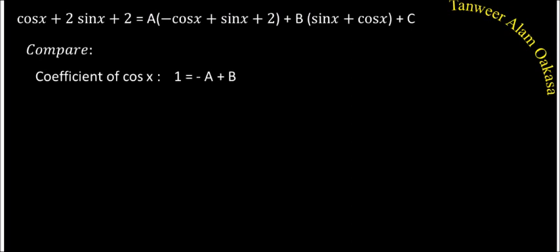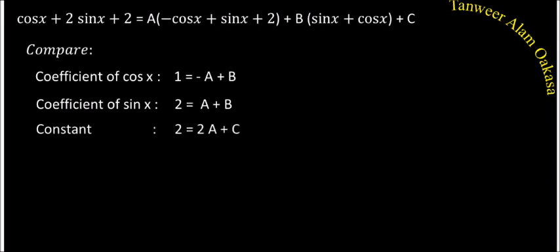So I compare the coefficient of cos x, the coefficient of sin x, and the constant. So from here I get the coefficient of cos x is 1, sin x is 2, and the constant is 2. And if I compare and solve, I get the values of a, b, and c. So my b is 3 by 2, a is 1 by 2, and c is 1.